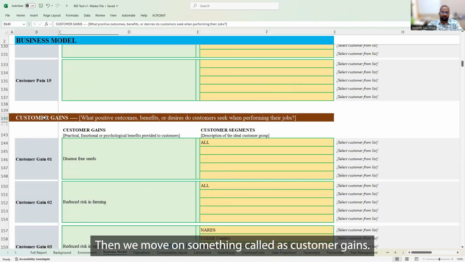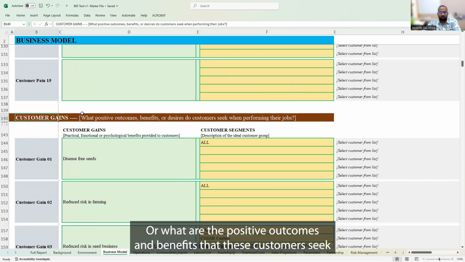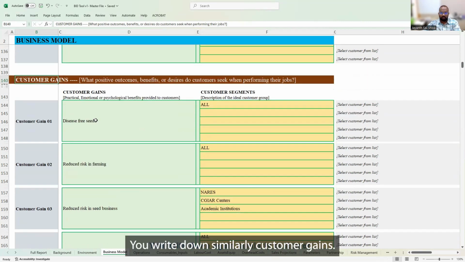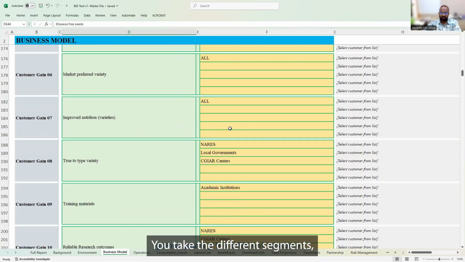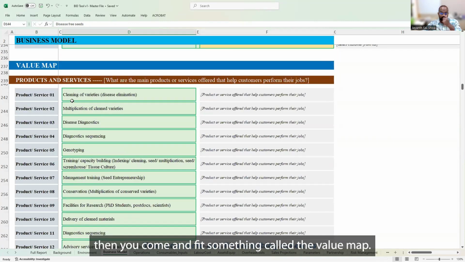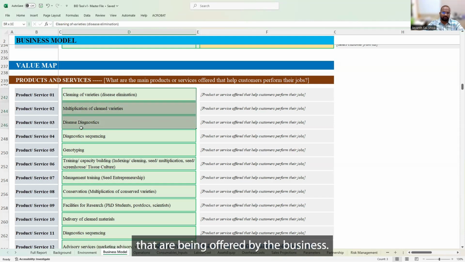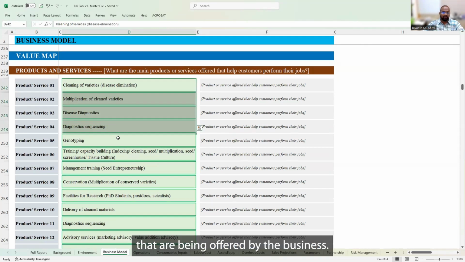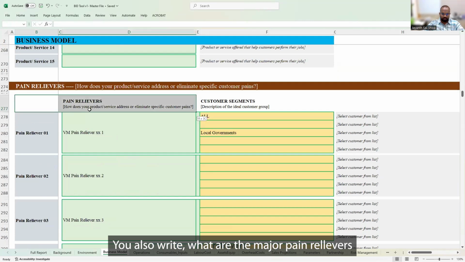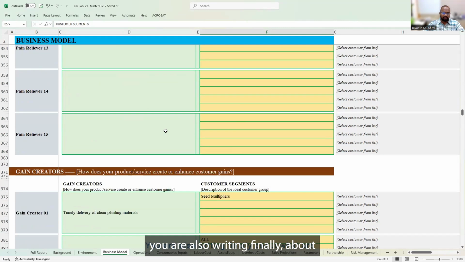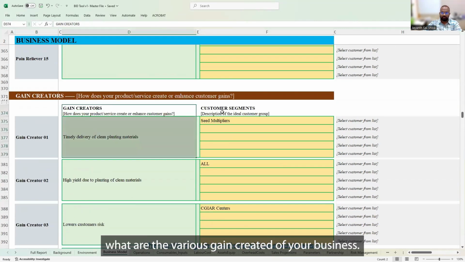Then we move on to something called customer gains. Customer gains are the positive outcomes and benefits that these customers seek from the market. You write down customer gains similarly, and you tag the different customer segments. Then you come and fill something called the value map. Now in the value map, you're actually entering what we as a business are providing or are aiming to provide. So you write what are the various products and services being offered by the business. You also write what are the major pain relievers that you are offering through your business and what are the target customer segments. You are also writing finally about the various gain creators of your business according to the customer segment.